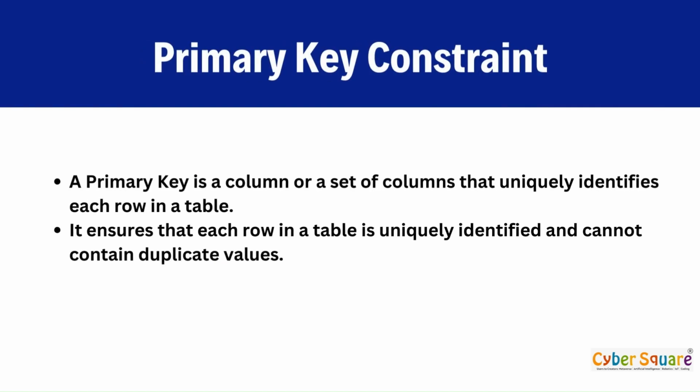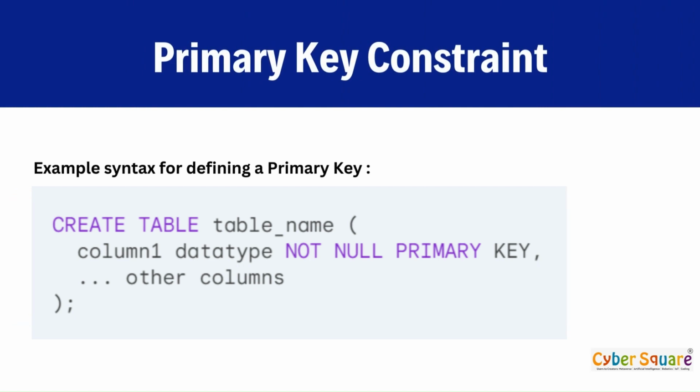A primary key is a column or a set of columns that uniquely identifies each row in a table. It ensures that each row in a table is uniquely identified and cannot contain duplicate values. Here is an example of how to define a primary key in syntax. For a clearer understanding, you might refer to this.